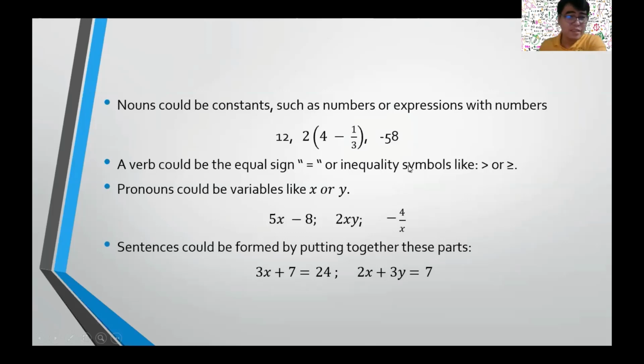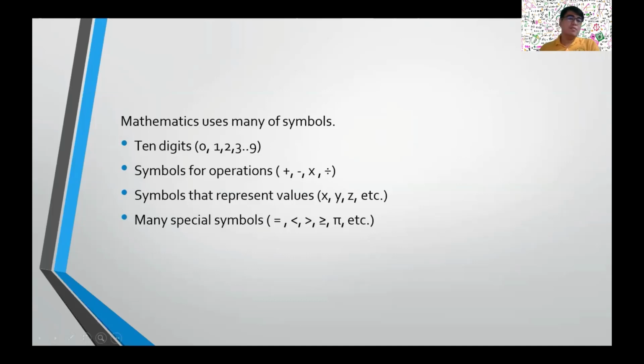So sentences could be formed by putting these together. A noun, 3, plus a pronoun, x, plus the verb, plus, then another noun, 7, a verb, equal, and a noun, 24. It could be read, 3x plus 7 is equal to 24. Makes sense. Mathematics uses many symbols. The 10 digits, 0, 1, 2, 3, to 9.